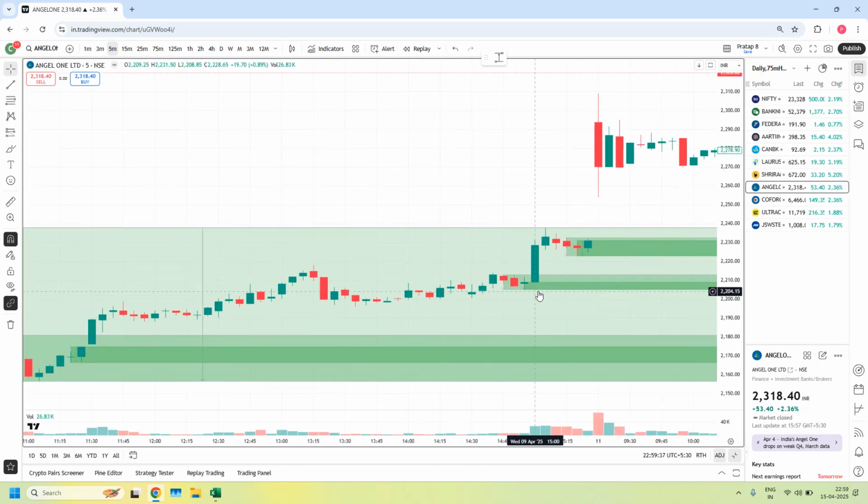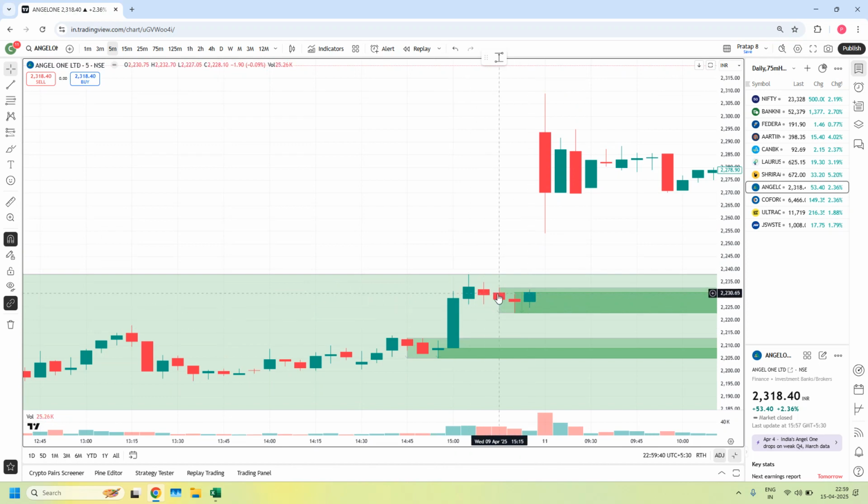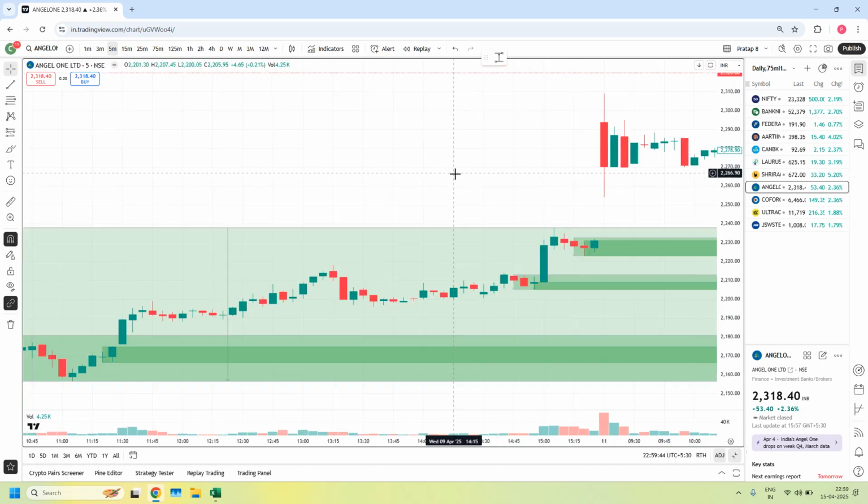Here you see rally 1, 2, 3, 4, 5 base candles. It looks like that, right? So that's why I'm not comfortable with this structure.